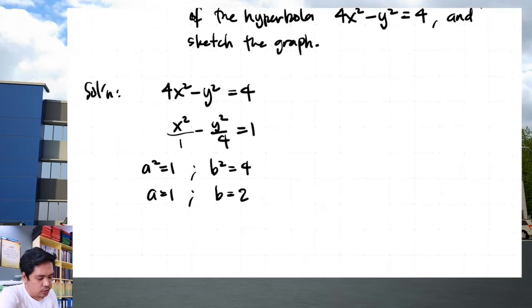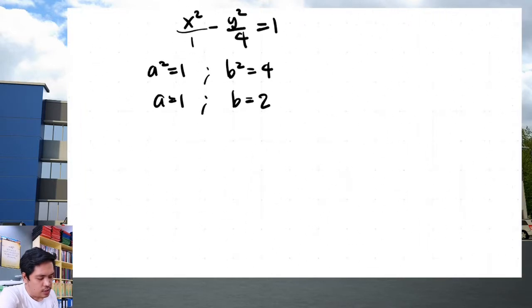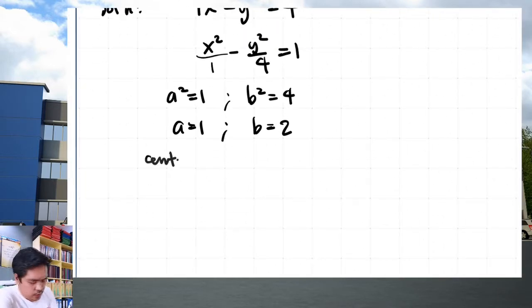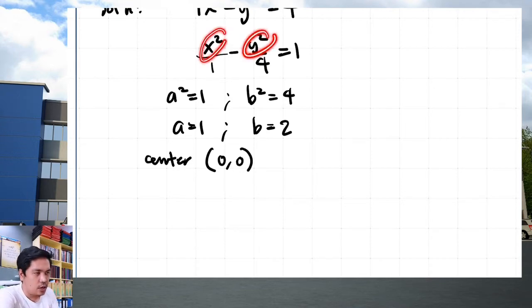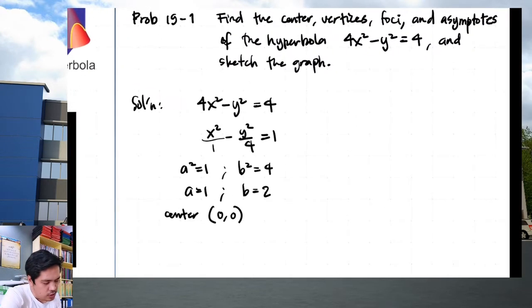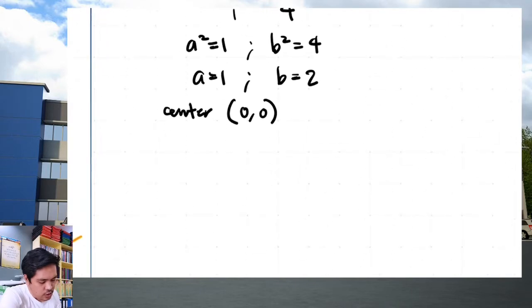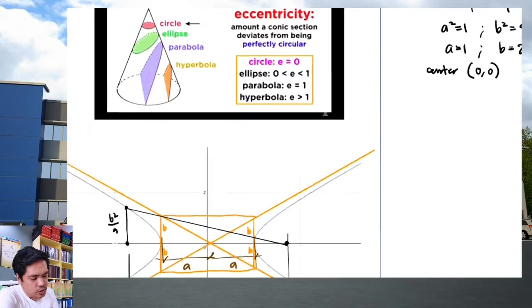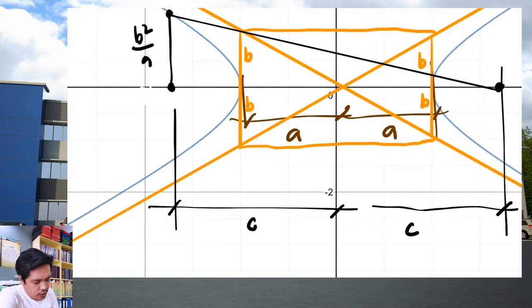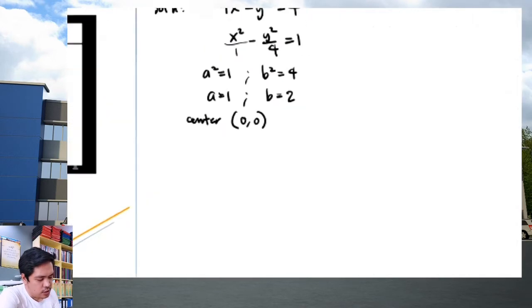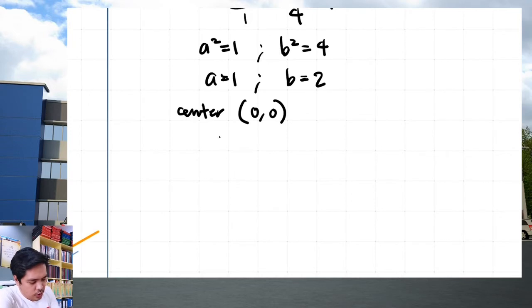So where is the center? The center, we already know, is at the origin, because we have no h, k here. Okay, the center is at the origin, and what else? The asymptotes. The foci. So let's solve for the foci. The distance from the focus to the center is c. Let's just solve for c since we already have a and b. We know that c squared is equal to a squared plus b squared.